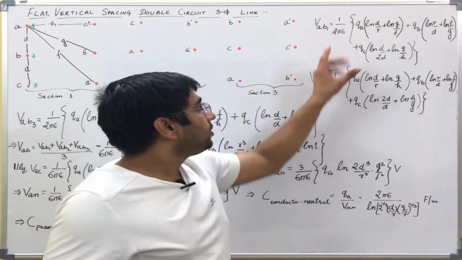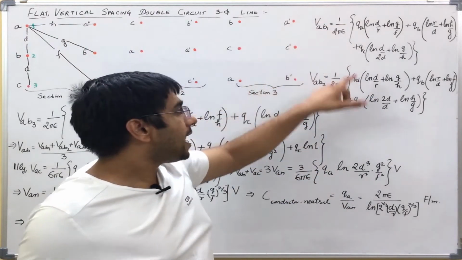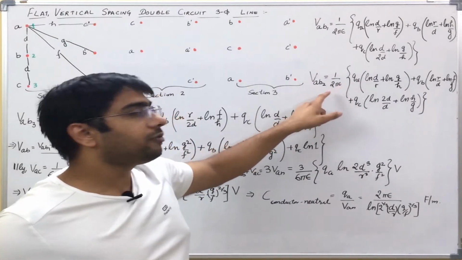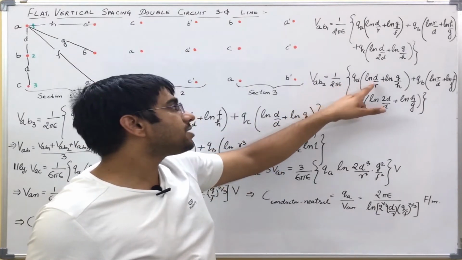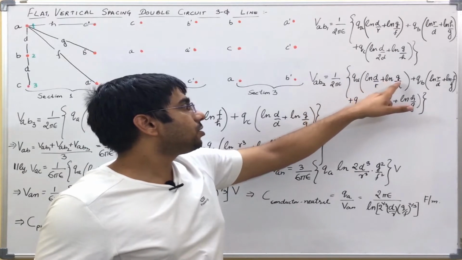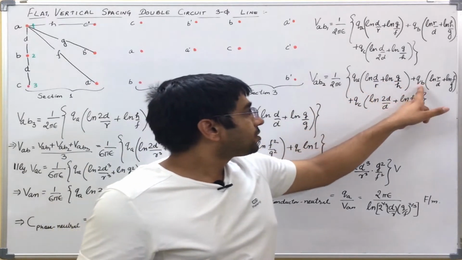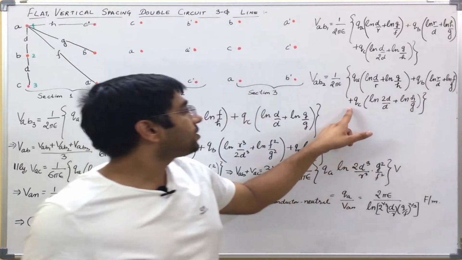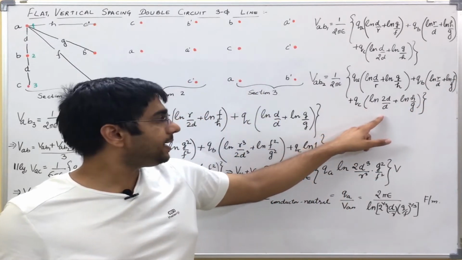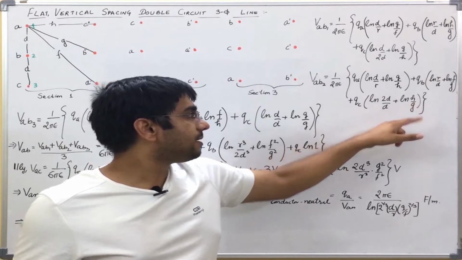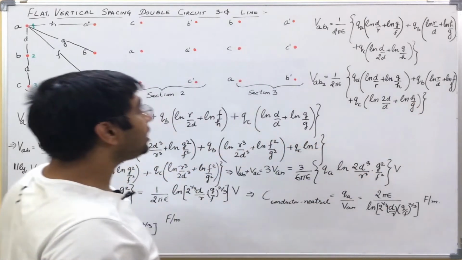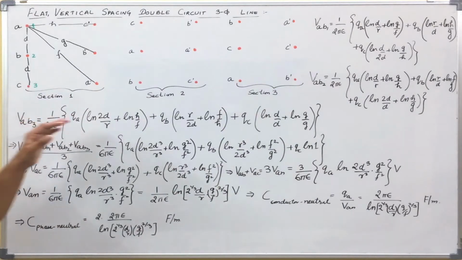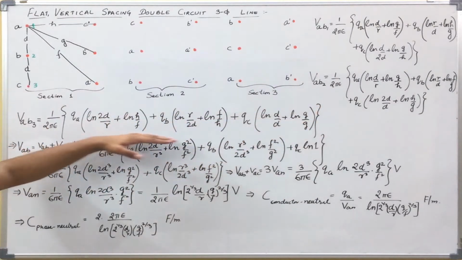So using the same argument, I have written the equation for VAB2 here, which is equal to 1 by 2 pi epsilon [times] QA natural log D by R plus natural log G by H, plus QB natural log R by D plus natural log F by G, plus QC natural log 2D by D plus natural log H by G. Similarly, in the third section, I can write VAB3 using this similar argument, like this.